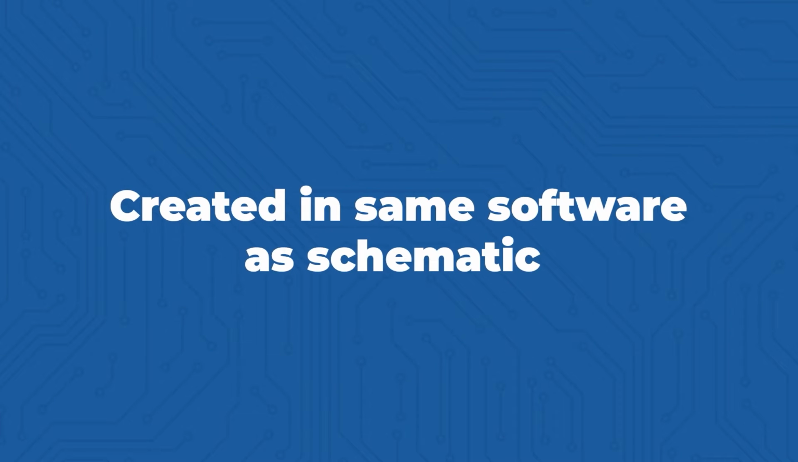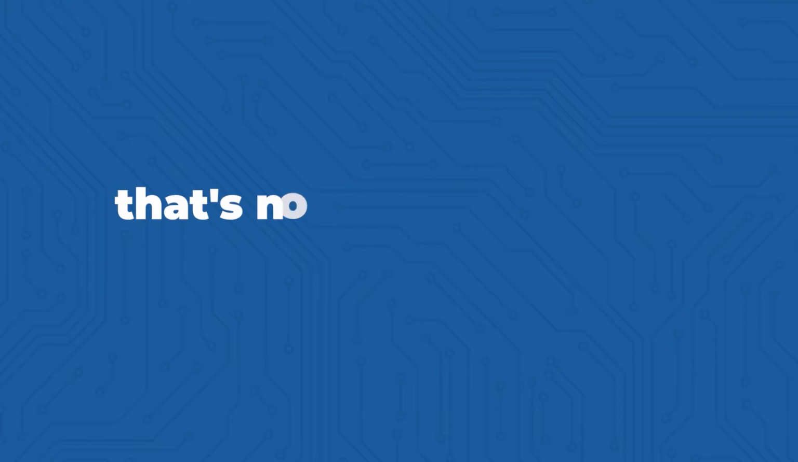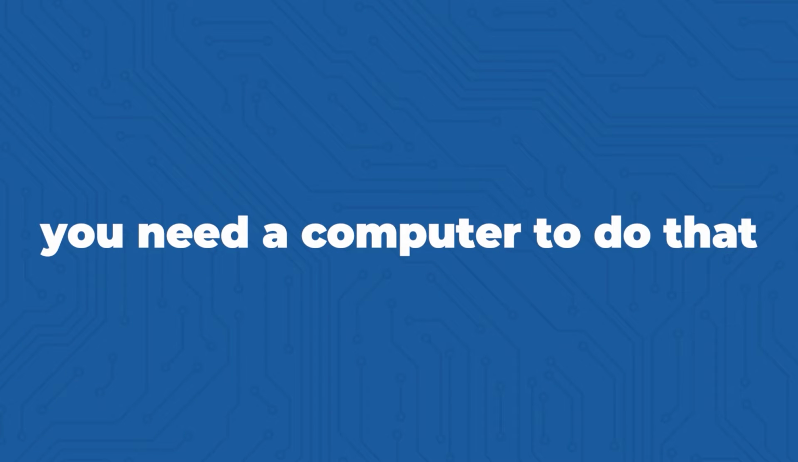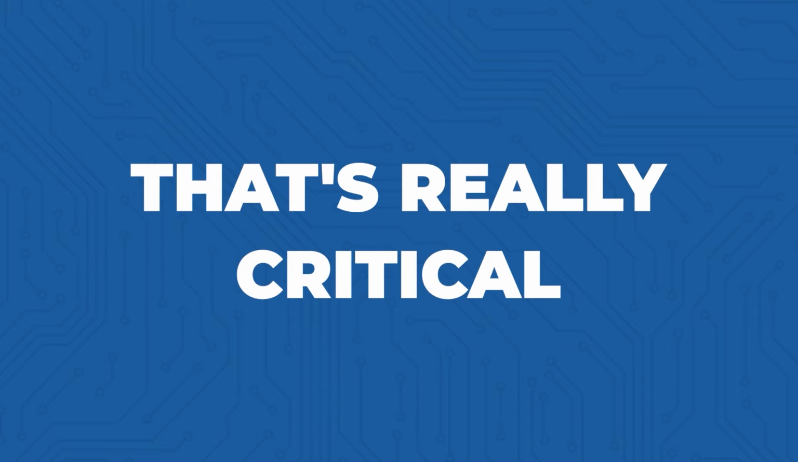And the PCB is created in the exact same software as the schematic. This is always the case because one of the key features of the software is that it's going to compare the PCB layout to your schematic to make sure that they electrically are equivalent, that they match each other. And that's very critical. That's not something you want to do manually by hand. You need a computer to do that because otherwise you may have things misconnected in your layout that don't match the schematics. That's really critical.